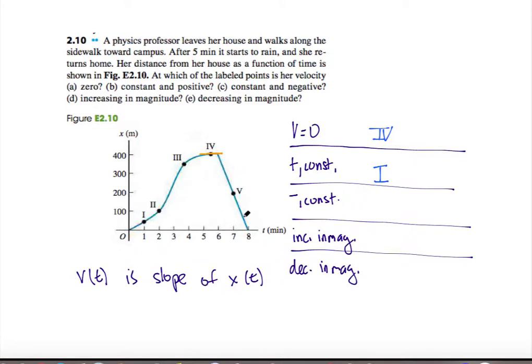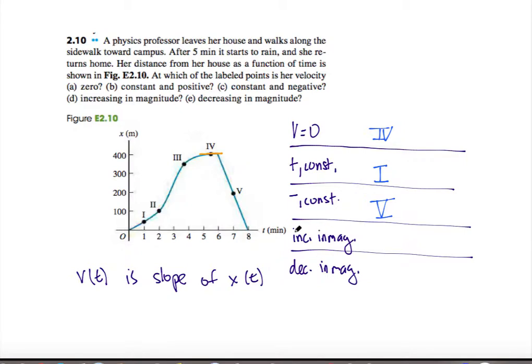Where is it negative and constant? Well, the only position where it's negative slope at all, and therefore negative velocity, is at 0.5. And it does appear to be linear, so our slope and velocity must be negative constant. I will not draw my capital V, I will instead do Roman numeral 5.